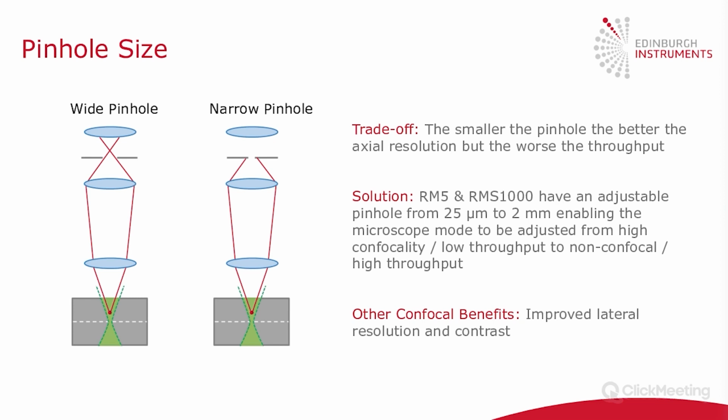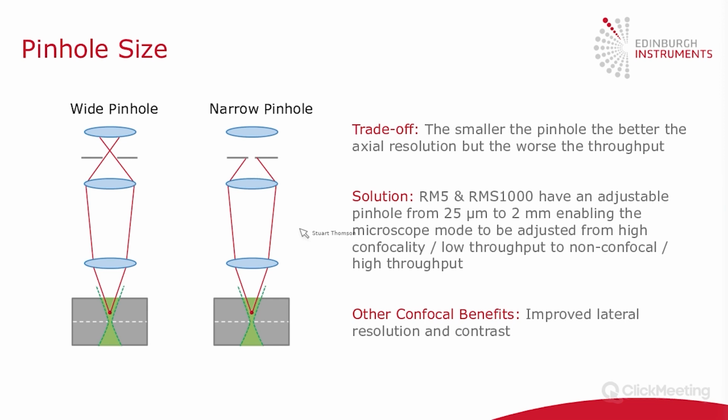Another important parameter of the pinhole is its size. It's not good enough just to have a single pinhole, as if the pinhole is too wide, the out of focus scatter can still enter the spectrograph and be detected. And you might then ask, why do we not always just use a very narrow pinhole?